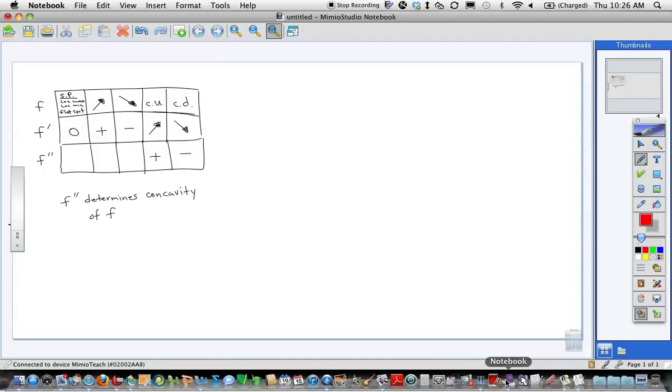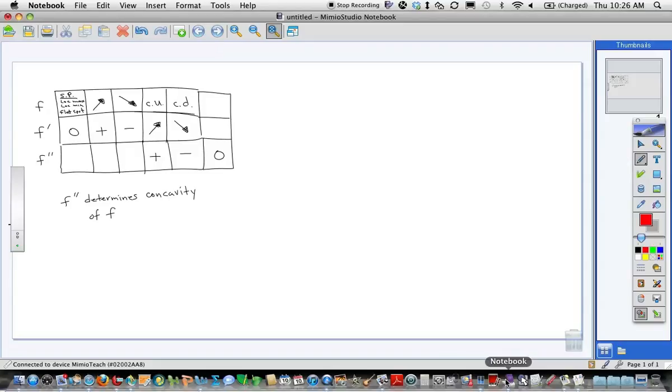So the most important thing we come away from today is that F double prime determines concavity. Well, that's also going to help us with the inflection point then. So let's add another column on here. Because of our F prime thing here, F double prime could be positive, could be negative. F double prime could also be 0.